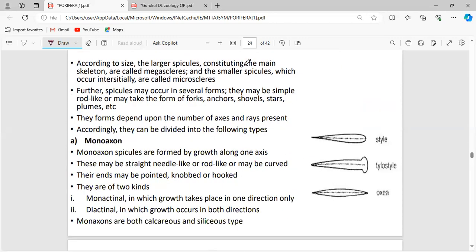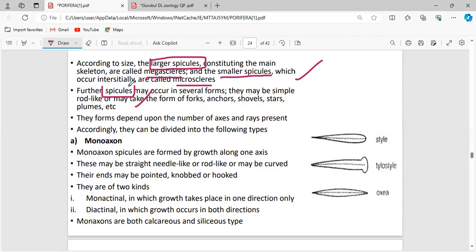Next, according to their size and appearance, the names will be different. According to the size, the larger spicules constituting the main skeleton are called megascleres, and the smaller spicules which occur interstitially are called microscleres. We know that spicules are secreted by the scleroblasts. If it is a larger spicule, it is called a megasclere. If it is a smaller spicule, it is called a microsclere.